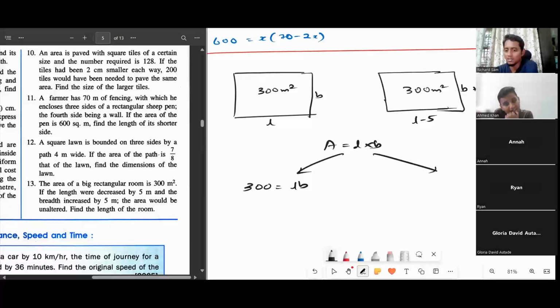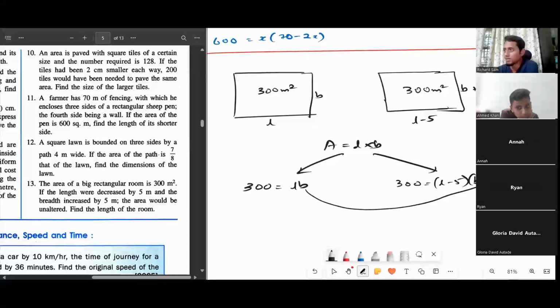For the second rectangle, 300 is equal to (L minus 5) into (B plus 5). You got two equations. Now what we can do is substitution. Make L or B the subject over here. Since we need to find L, we will make B the subject. So we can substitute B over here, and then we will only have L as the missing value.